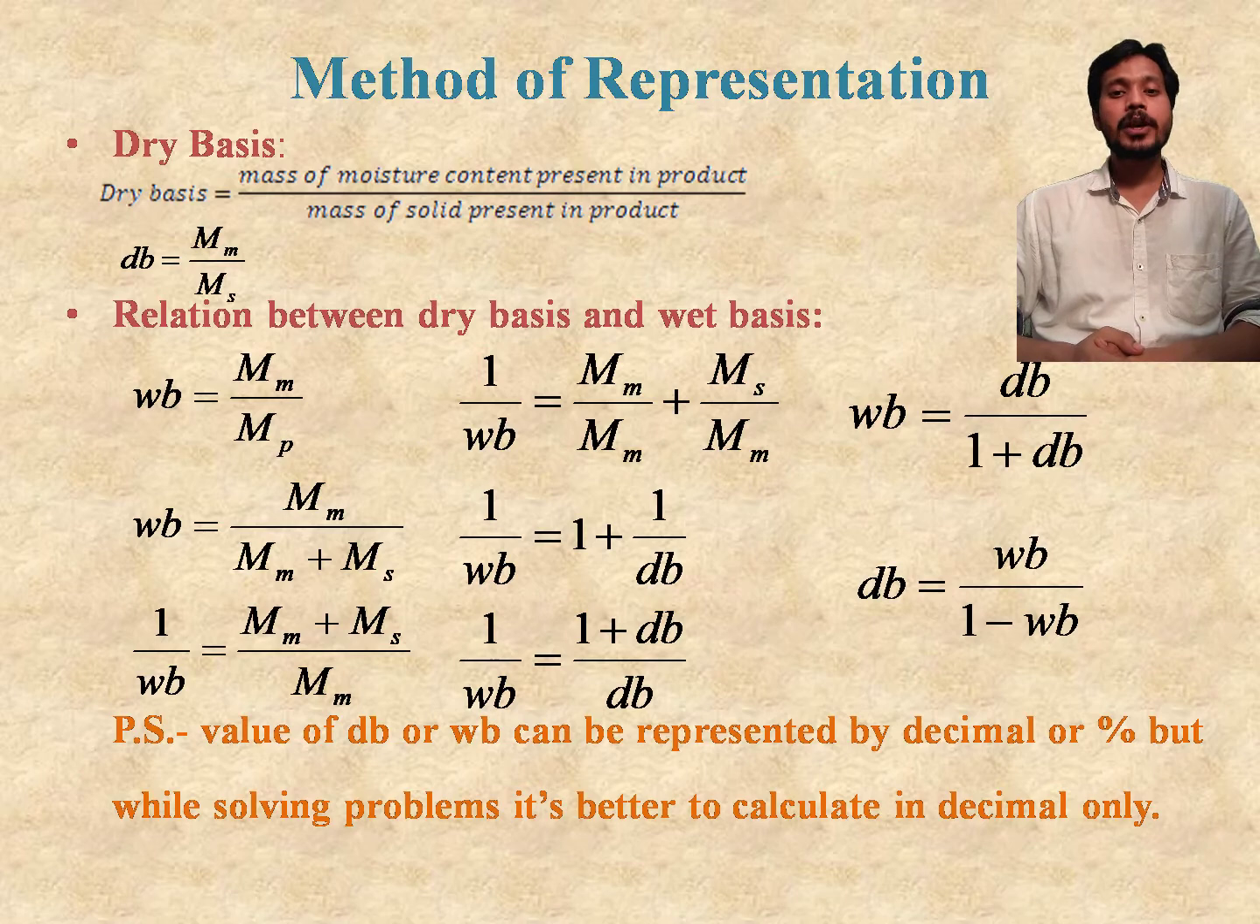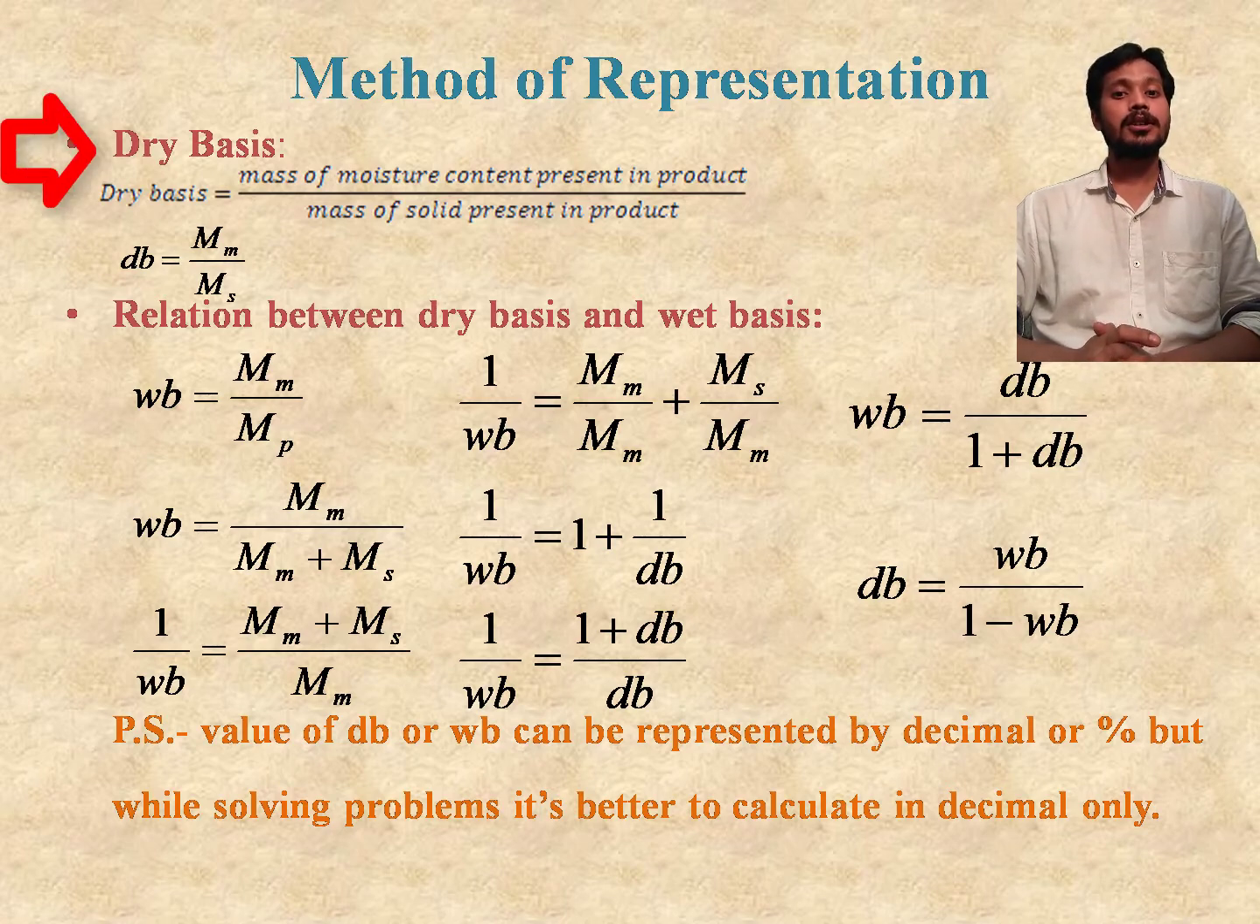Now in the same way we can explain dry basis moisture also. So how will you define dry basis moisture? If you remember the wet basis moisture, there you represented the amount of moisture out of the total product or out of the total mass. Now in dry basis moisture we represent the amount of moisture present out of the solid mass present in the product, not out of the total mass.